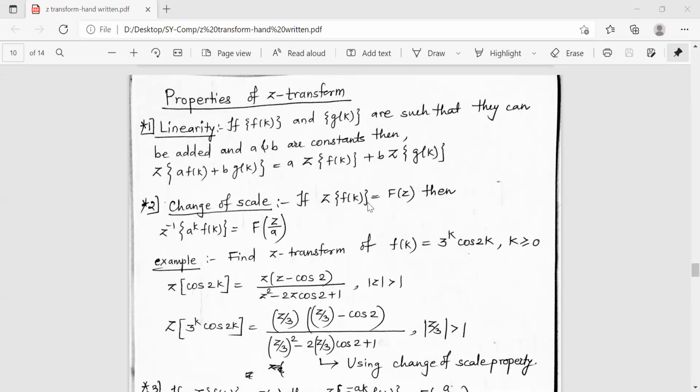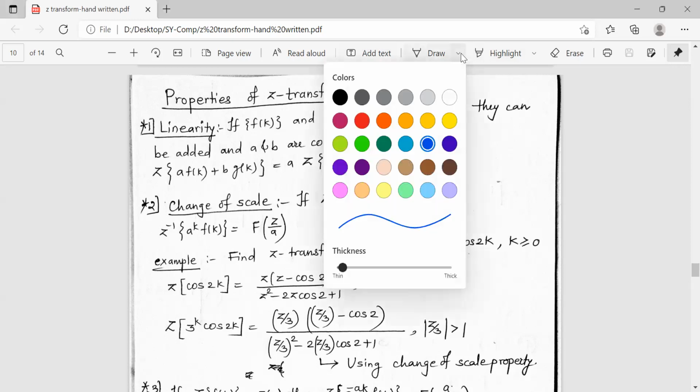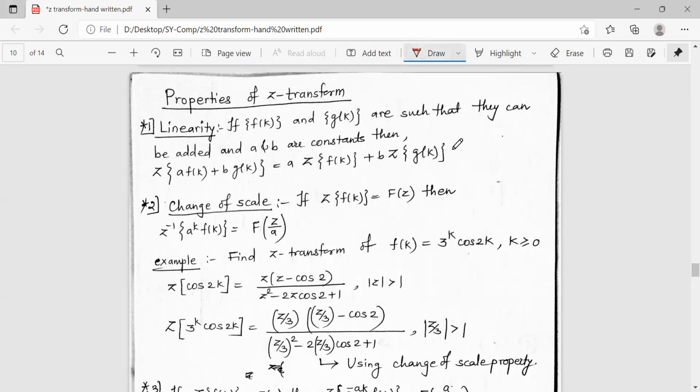In the properties, actually there are many properties for the Z transform, of which we frequently use a few. First is the linearity property, where you get directly the addition of two transformed answers together. So the first property: a into f of k plus b into g of k, if it is added and the Z transform is taken for that, then it gives two separate transform results. So a outside, which is a constant, Z transform f of k, plus b outside, Z transform g of k.